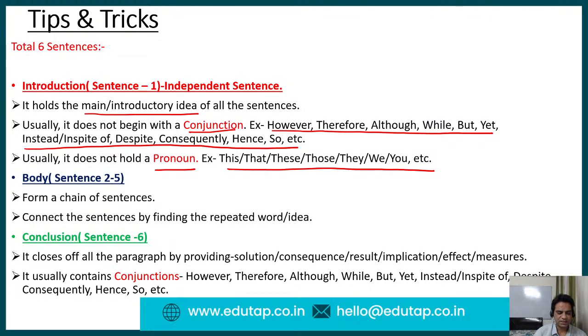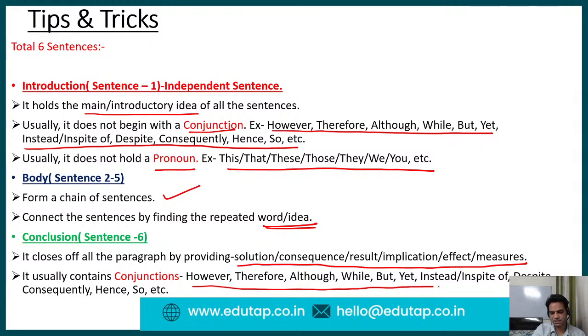Then after finding the first sentence, we have to form a chain of sentences, to find the connection between the first and the next sentence, and connect the sentences by finding the repeated word or the repeated idea. That's what I told you about. And the last sentence will be the conclusion sentence. It closes off the whole paragraph by providing a solution. So it may have a solution, consequence, result, implication, effect, or measures. And the last sentence usually contains conjunctions like however, therefore, although, finally, while, but, yet, in spite of, consequently.